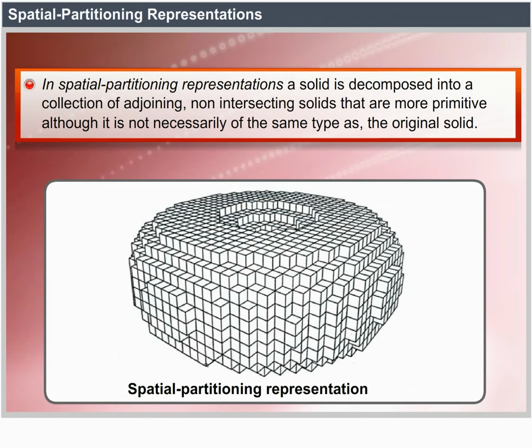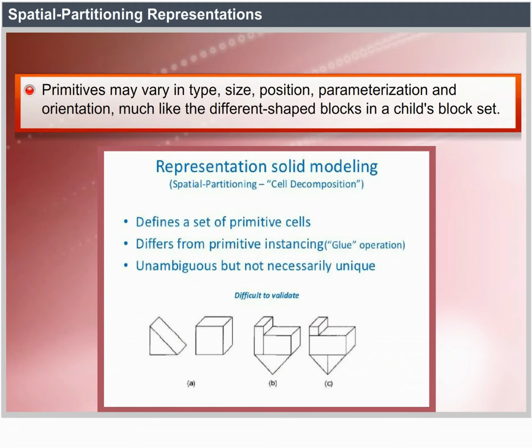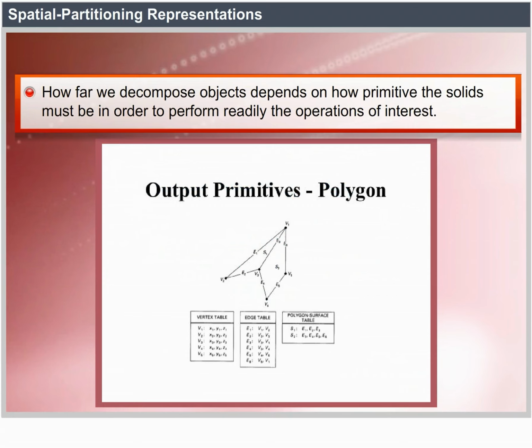Spatial partitioning representations. In spatial partitioning representations, a solid is decomposed into a collection of adjoining, non-intersecting solids that are more primitive than, although not necessarily of the same type as, the original solid. Primitives may vary in type, size, position, parameterization, and orientation, much like the different shaped blocks in a child's block set. How far we decompose objects depends on how primitive the solids must be in order to perform readily the operations of interest.